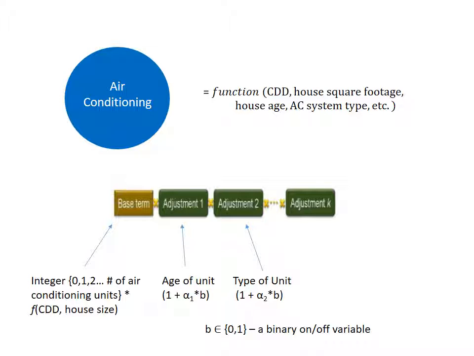And then you make adjustments, and these are sort of like coefficients that allow you to tweak different values that go into this function that describe energy consumption from air conditioning based on more nuanced information like the type of air conditioner, the age of the air conditioner, etc.